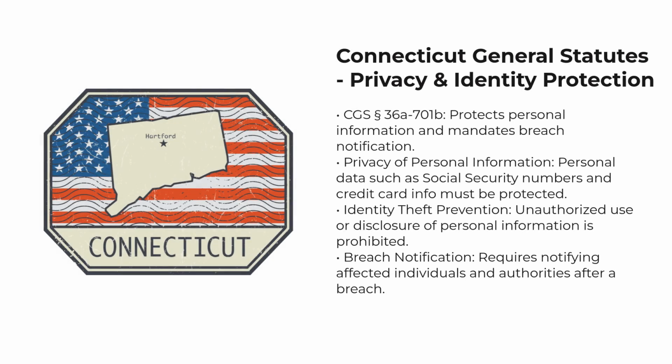Connecticut General Statutes, Privacy and Identity Protection. CGS 36a-701b protects personal information and mandates breach notification. Privacy of personal information: personal data such as social security numbers and credit card info must be protected. Identity theft prevention: unauthorized use or disclosure of personal information is prohibited. Breach notification: requires notifying affected individuals and authorities after a breach.